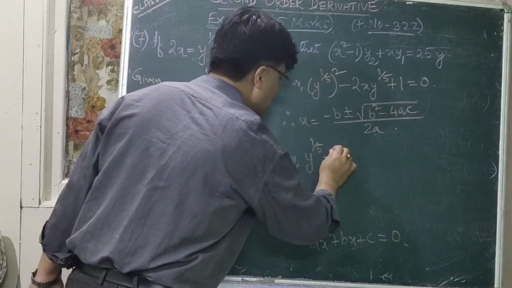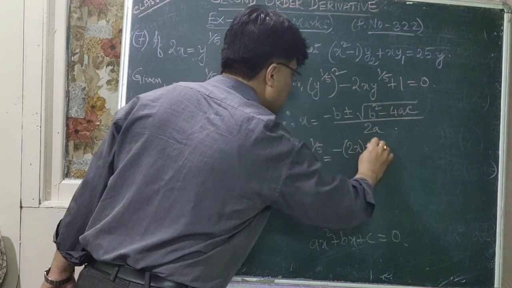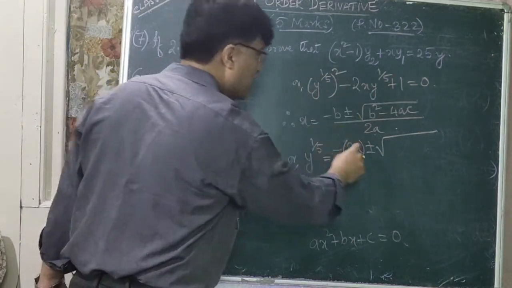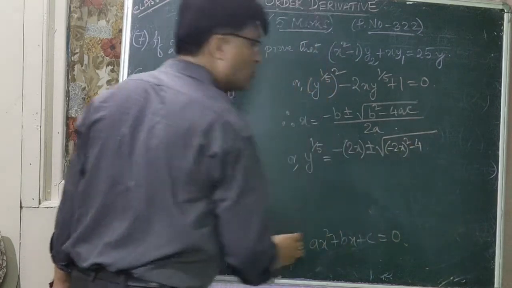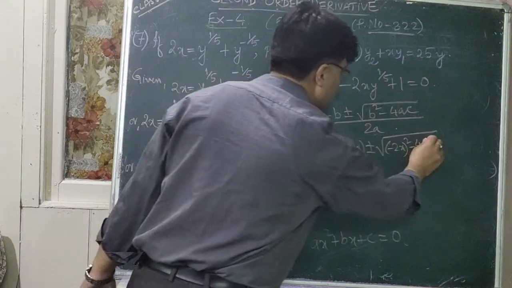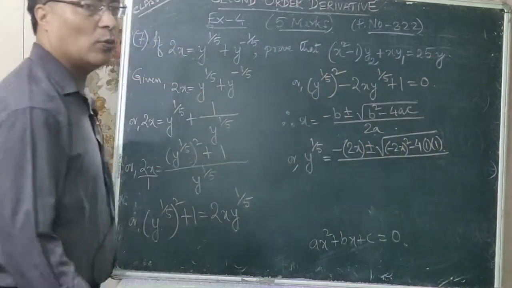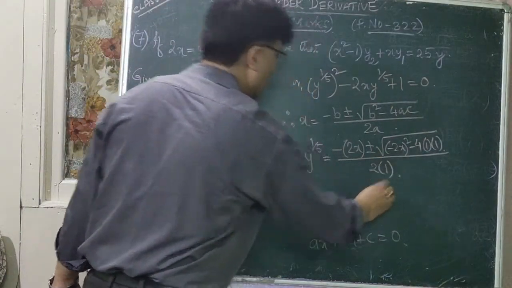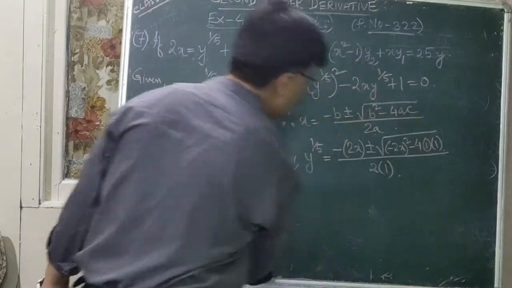So write the minus sign, this minus b is what? Minus 2x plus minus root over, what is b? Whole square. What is b in this case? Minus 2x whole square minus 4 into, what is a? a is 1, and c is also 1, whole divided by, what is 2a? 2 into, what is a here? a is 1. Is that clear to all of you? So I think you have understood it.